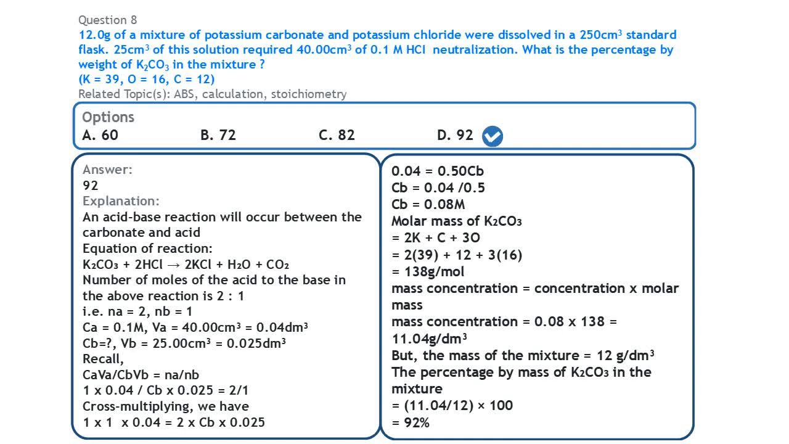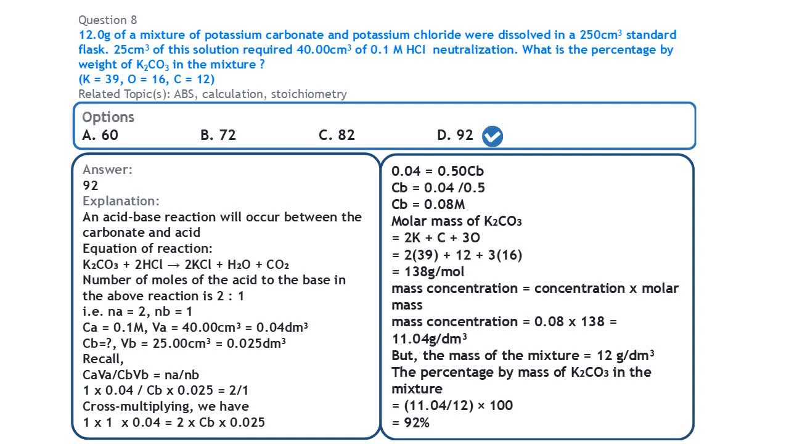We will now calculate the molar mass of the carbonate. That will be the sum of the atomic masses of the atoms of the elements that we have here. So we have 2 of potassium plus 1 of carbon plus 3 of oxygen. This will be 2 times the atomic mass of potassium, which is 39, plus 12, plus 3 times the atomic mass of oxygen, which is 16. When we evaluate this, we'll be getting 138 grams per mole.